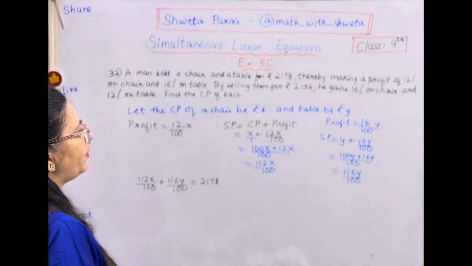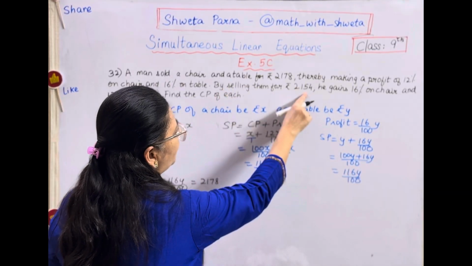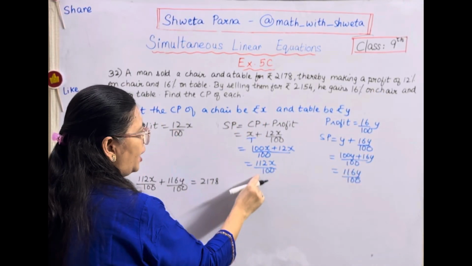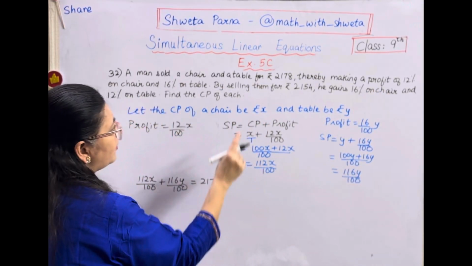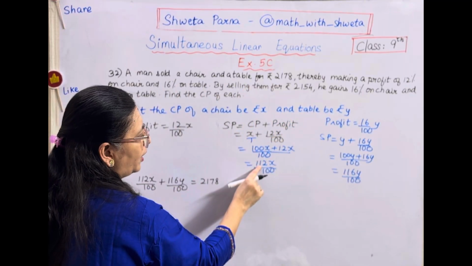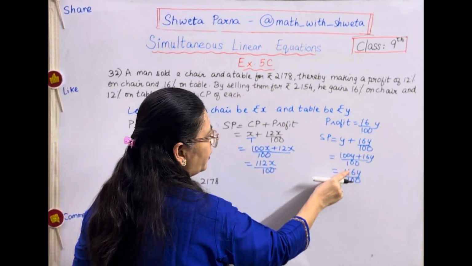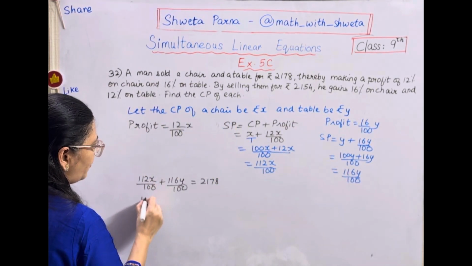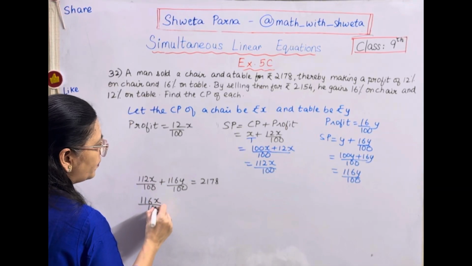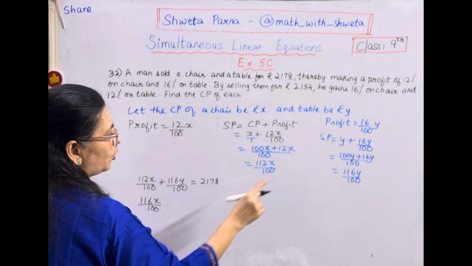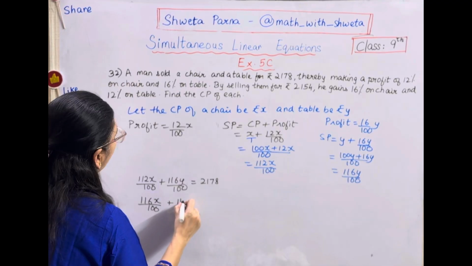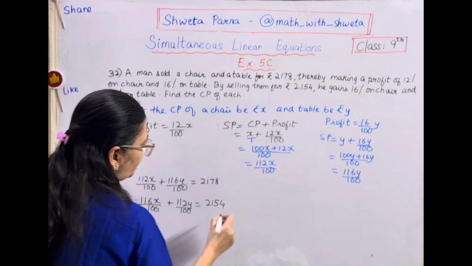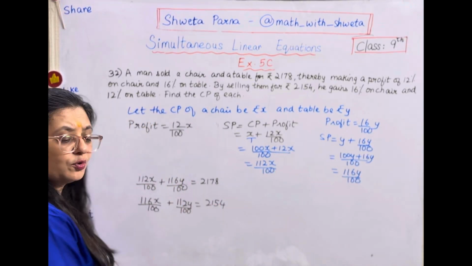Clear? Now same way. Next part, by selling them for 2154, he gains 16% on the chair. When he gained 12%, we got 112. When he gained 16%, we got 116. Now, 16% gain on the chair would be 116x upon 100, and 12% on the table would be 112y upon 100, and the total is 2154. This part is clear. Now we have to solve these two equations.